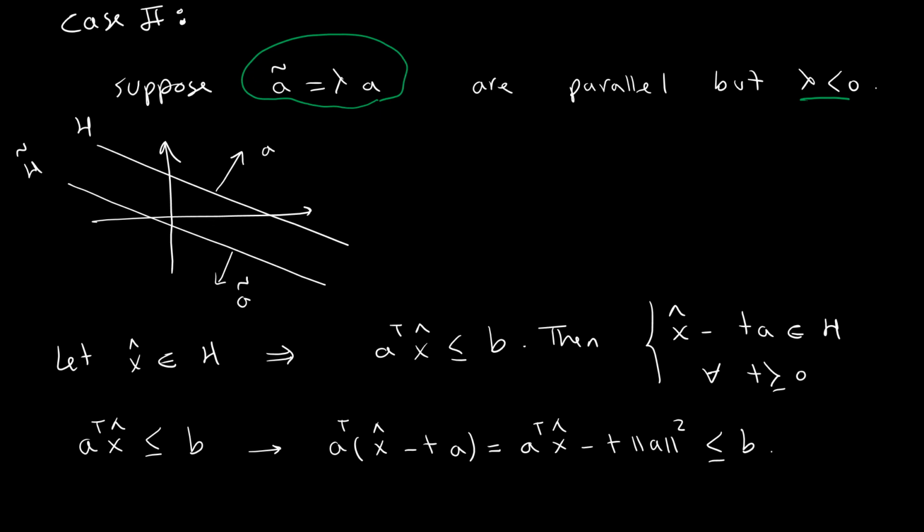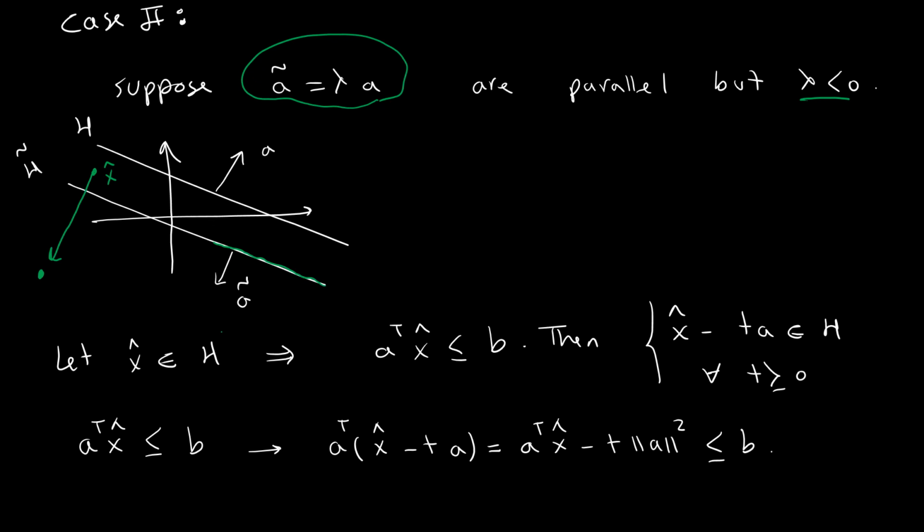Pictorially, what I am going to do is pick a point x hat here, and then go toward the opposite direction of A to get to a point, let's say here, and that point is not in H tilde, because all the points in H tilde are on the right hand side of the hyperplane that is here.